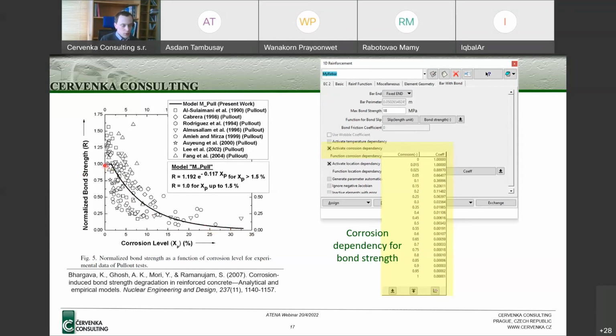Also, maybe some of you from your experimental studies know that at the beginning there is some increase in the bond strength due to the densification of the interfacial transition zone between the reinforcement and the concrete. However, this is not reflected by this model. Yeah, because it's somehow conservative, and it should always be on the safe side for the analysis.